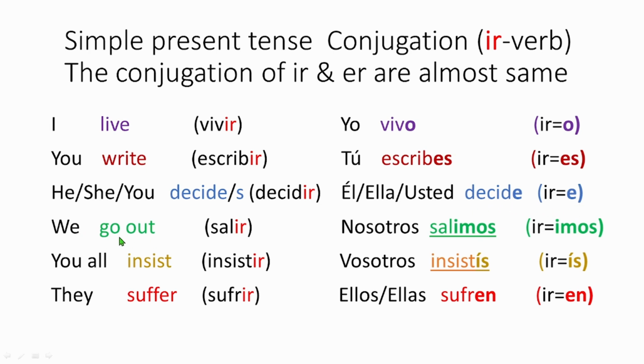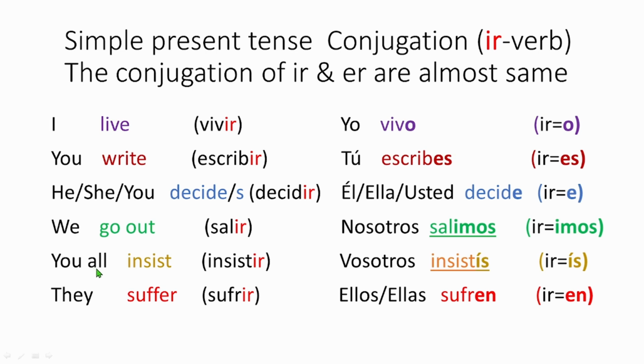Now we go out. To go out is salir. Go out like to hang out, to have fun, you know. And salir is also a verb to date with someone, so you can use it that way. So we say "nosotros salimos." Here the rule is IR equals IMOS, so we made it salimos, right? IR is replaced with IMOS.